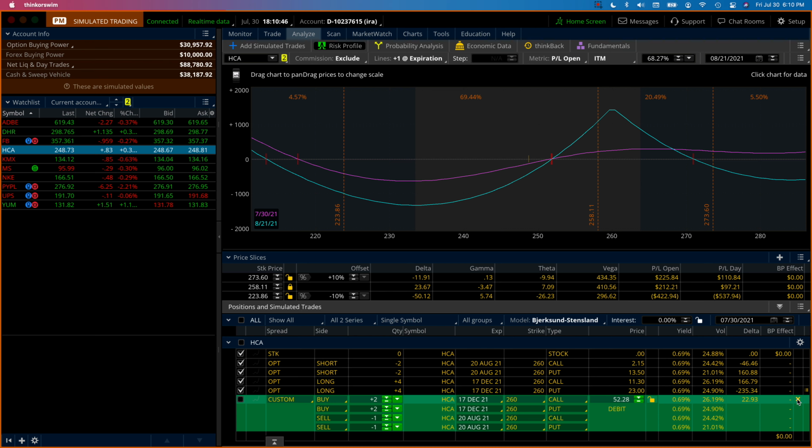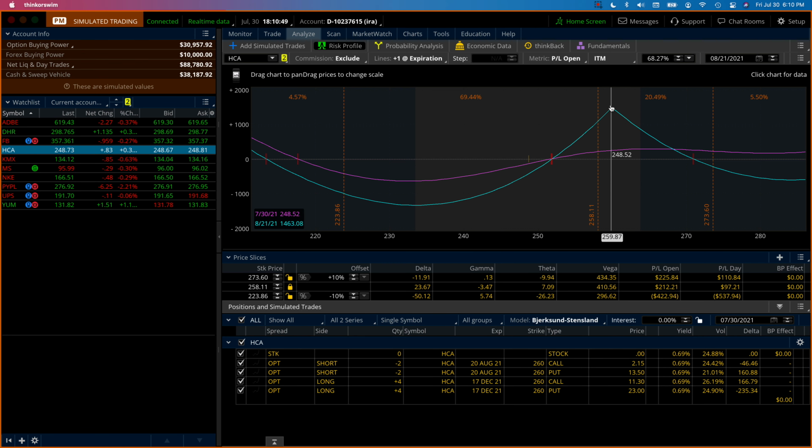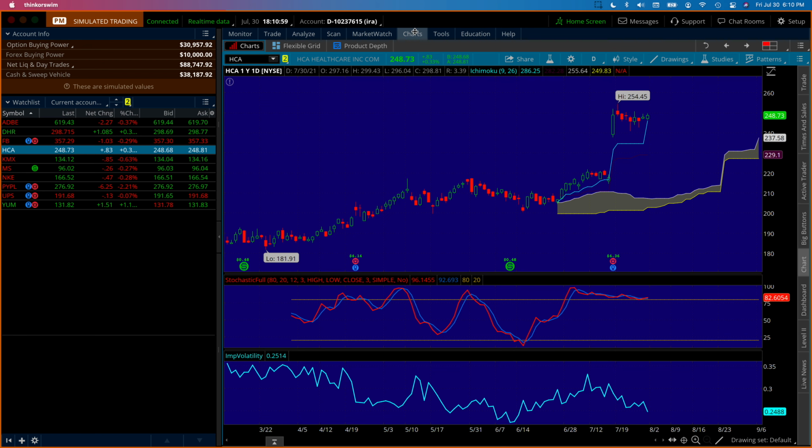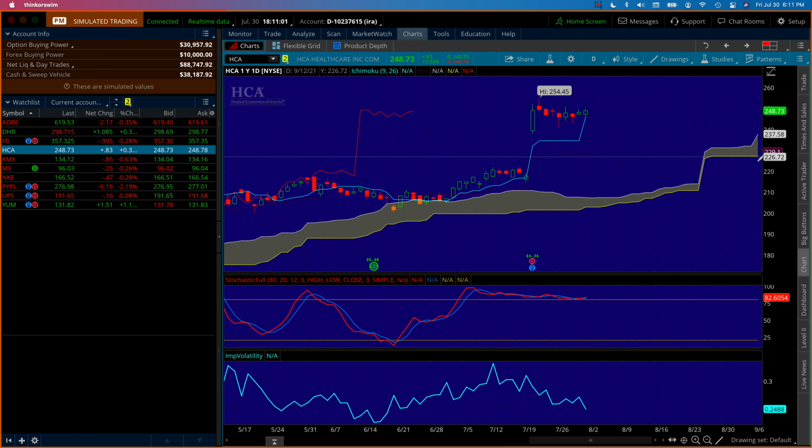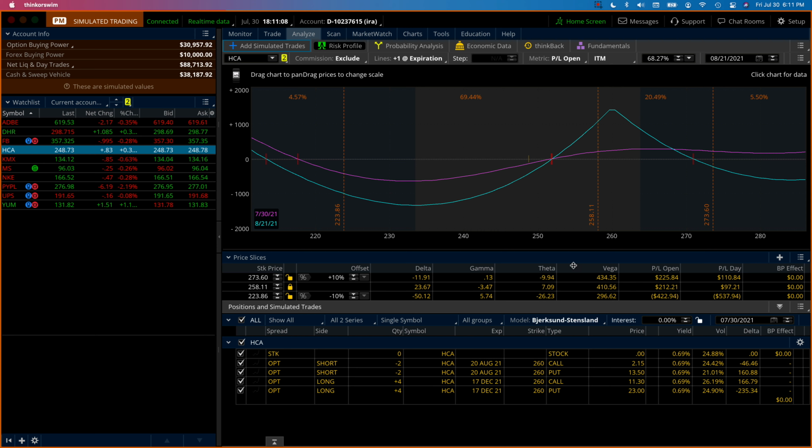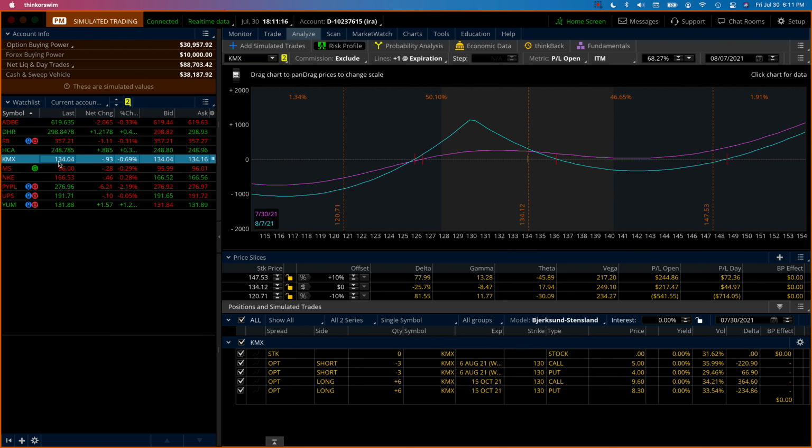HCA looks very, very nice and flat, and it's in the cone, and my short options are still way ahead, way in front on the 20th of August. Let's take a look at the chart here. Yeah, this stock has been moving sideways, and as it moves sideways, it makes me money. Okay, here it is, a little bit of money, not a whole lot, but 200, it's better than losing money, isn't it?